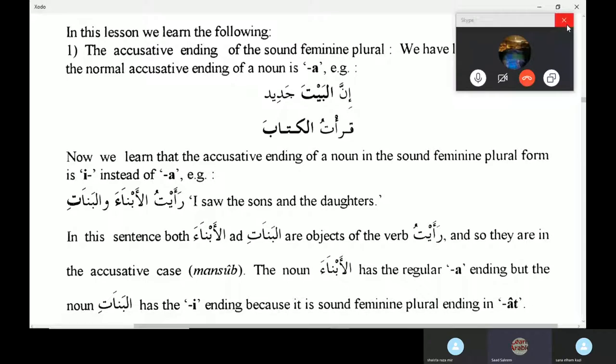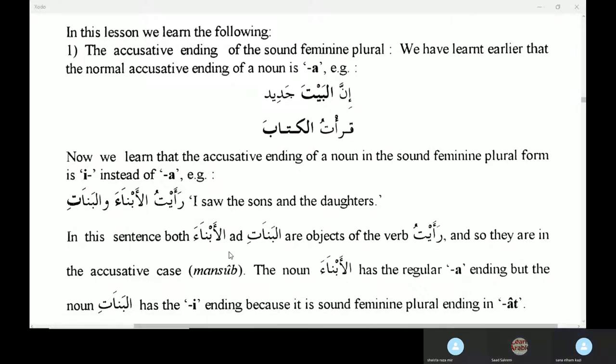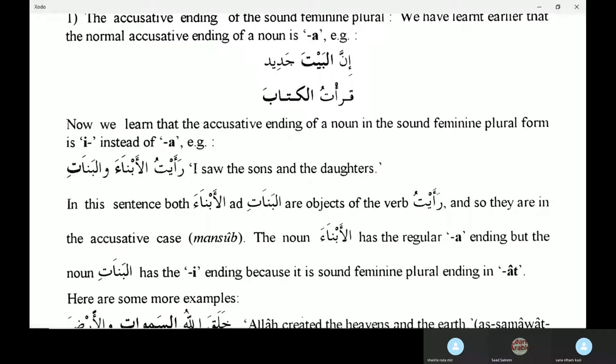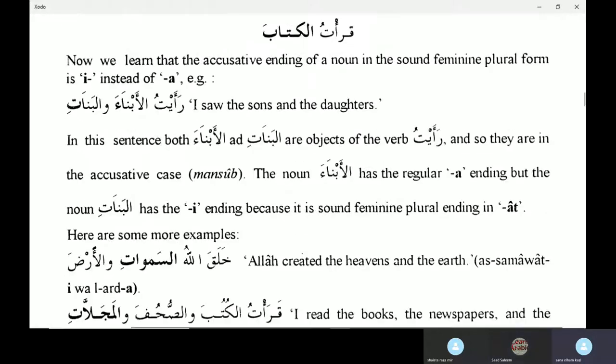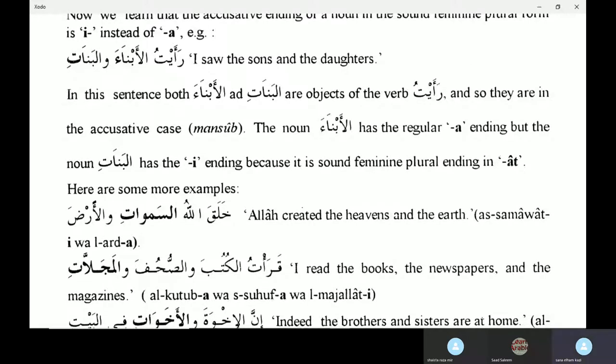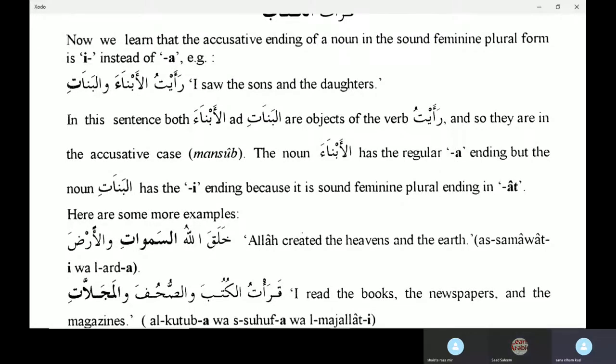Next. Okay. Let's see. In this sentence, both al-abna'a and al-banati are objects of the verb ra'aytu. So they both are maful bihi, and so they are in the accusative case, mansoob. The noun al-abna'a has the regular fatha ending, but the noun al-banati has the kasra ending because it is a sound feminine plural ending in at.